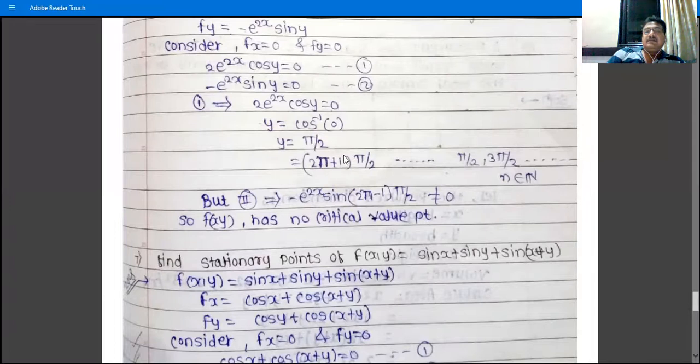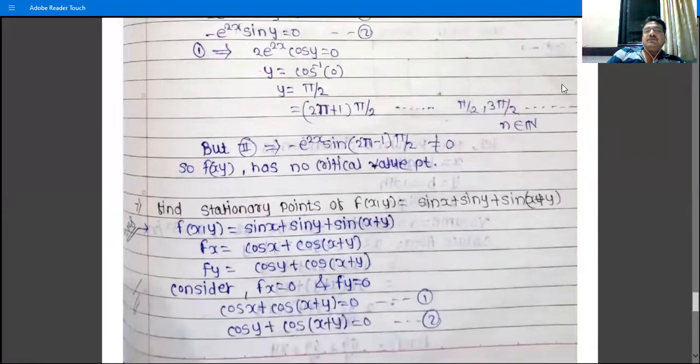Then the answer is actually (2n plus 1) pi by 2. If we substitute n as 0, we get pi by 2, and n as 1, then 3 pi by 2. So we have these answers.